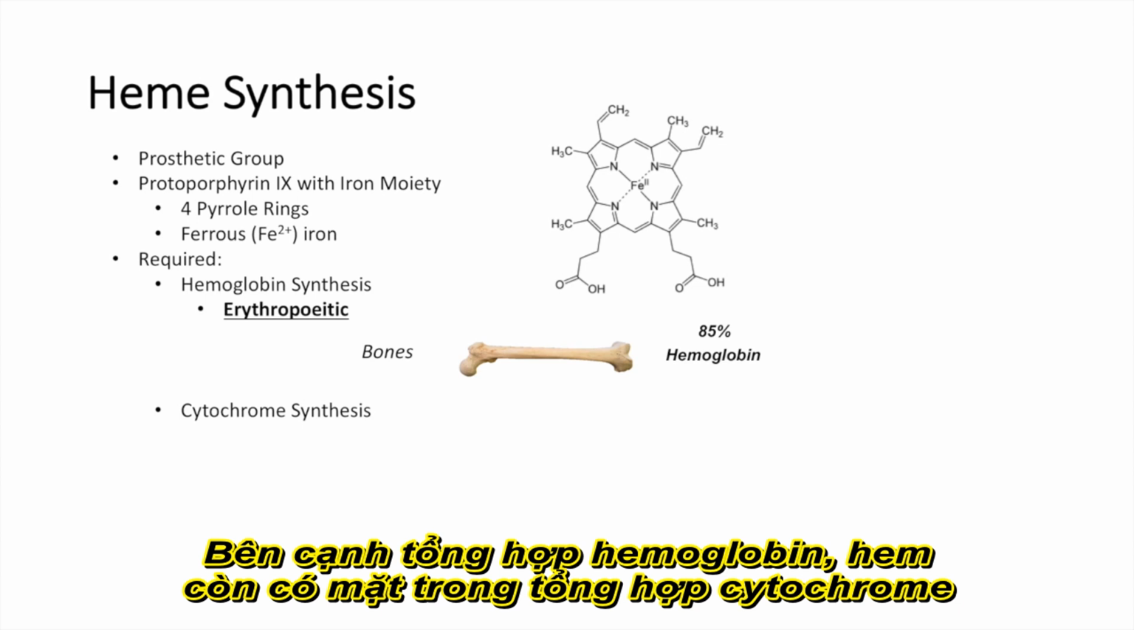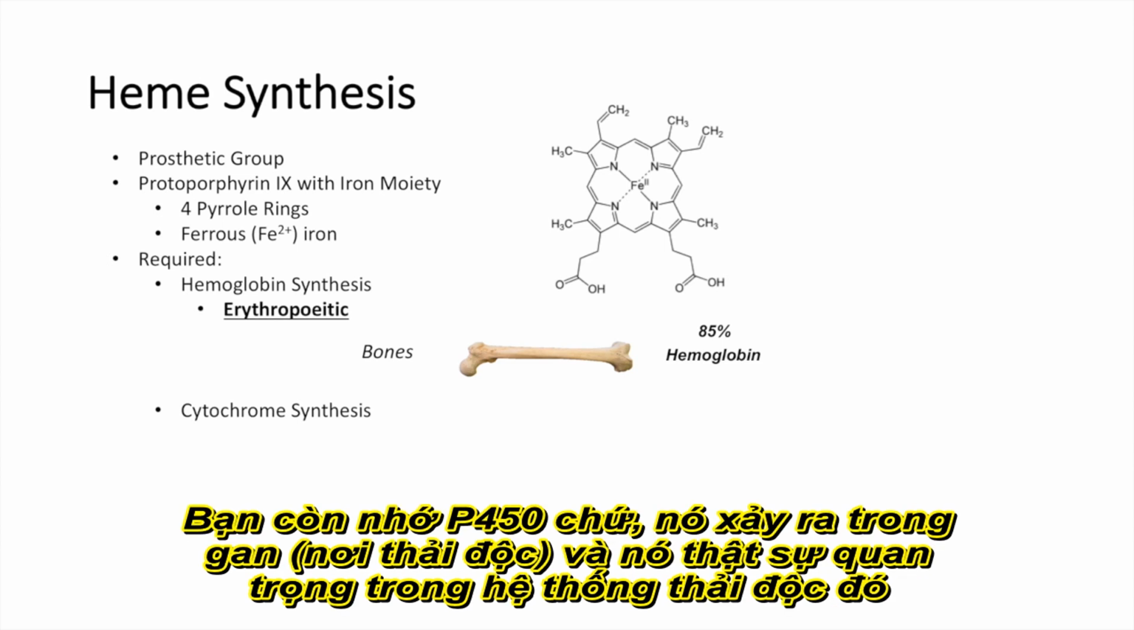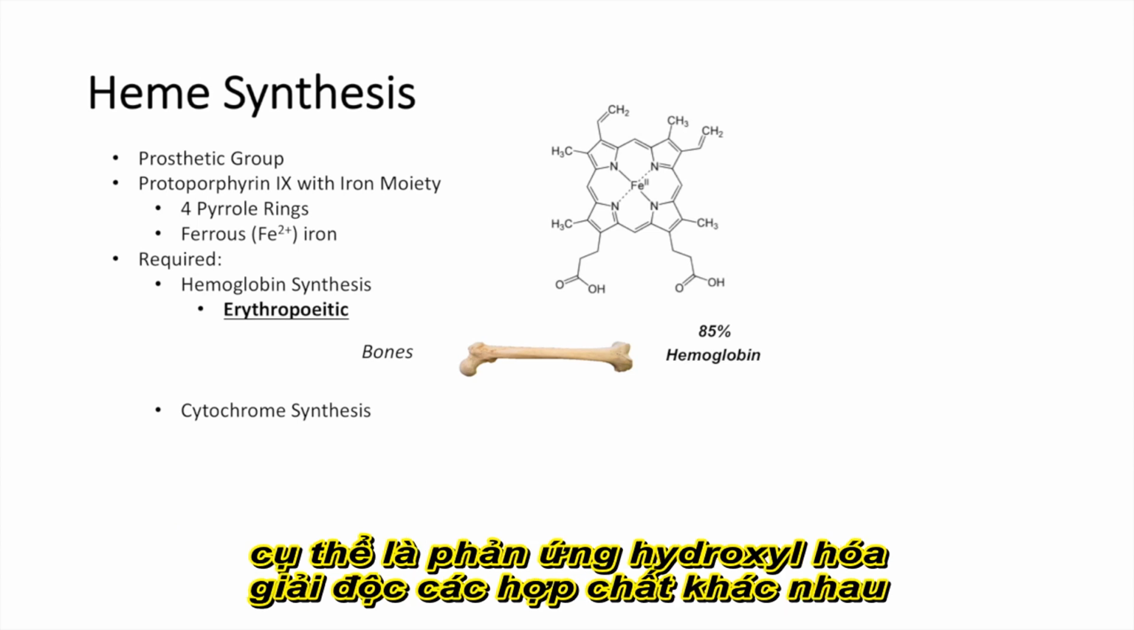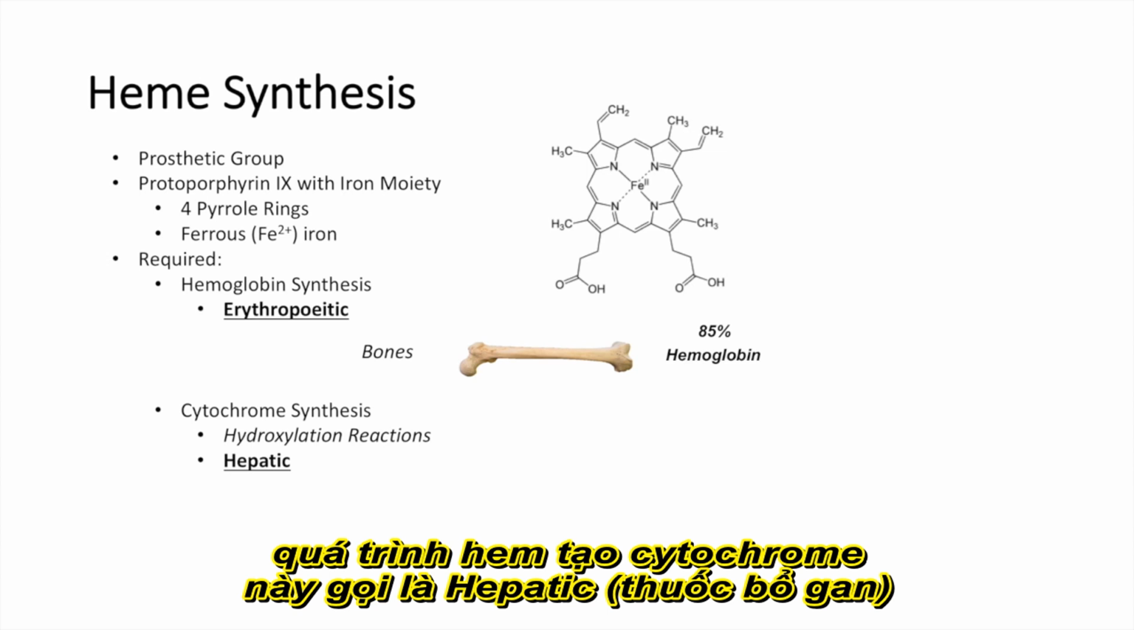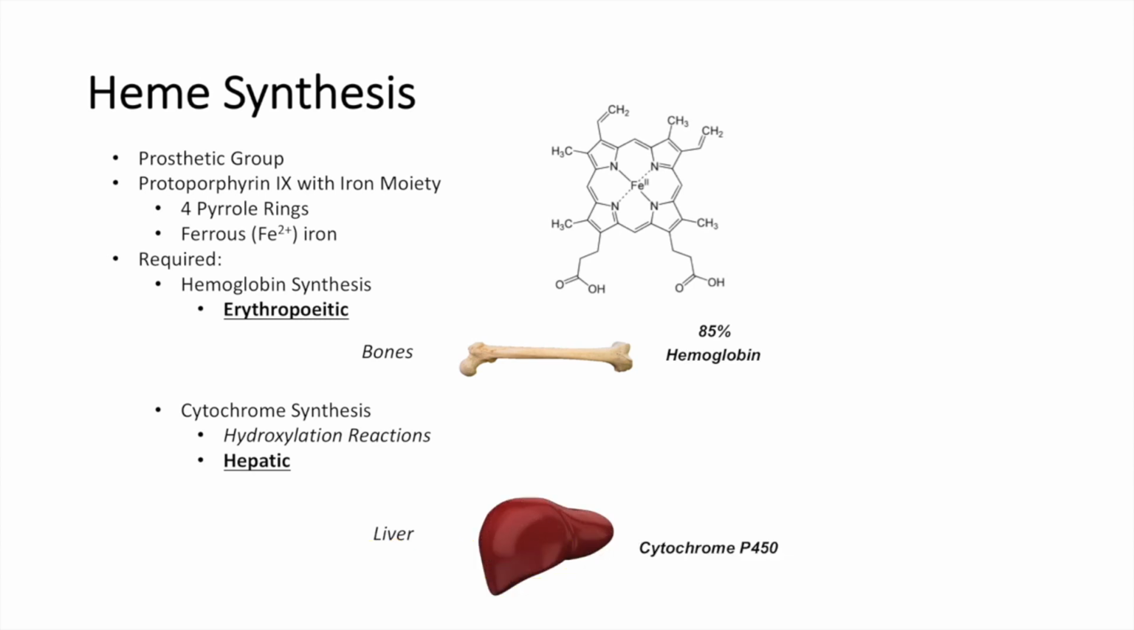Another requirement for heme is cytochrome synthesis. Now, you may have heard of the cytochrome P450 system within the liver. That is the major detoxification pathway in the liver, and cytochromes are critically important in that detoxification system. They're very important in hydroxylation reactions to detoxify particular drugs and compounds, and when heme is produced for cytochrome synthesis, we call that the hepatic system. And again, this hepatic production of heme is critically important for the cytochrome P450 system within the liver.